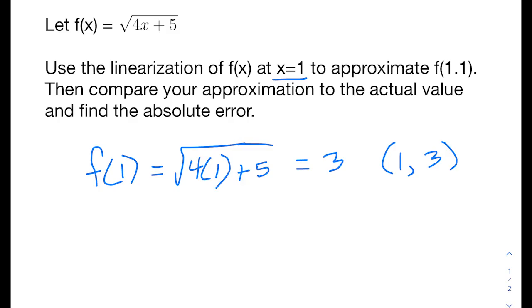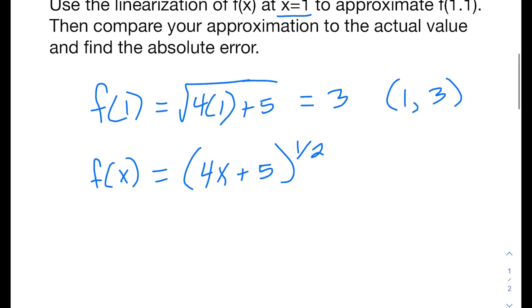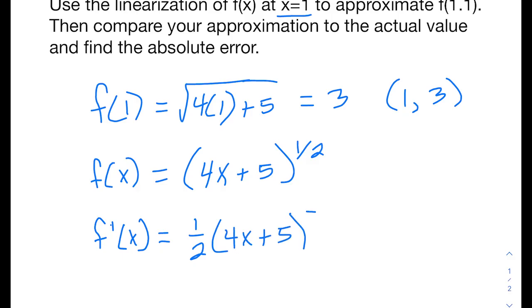So here I would simply rewrite this function as 4x plus 5 to the 1/2, and then take the derivative from there. And that'll be f prime of x is, so we do 1/2 times 4x plus 5. Using power rule, this will be to the negative 1/2. And then we still have to multiply using chain rule, times the derivative of the inside, which is times 4.